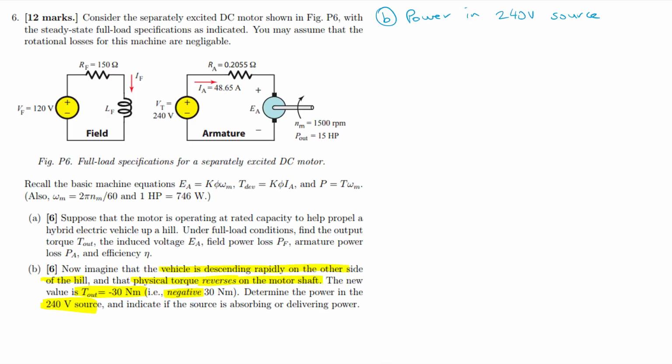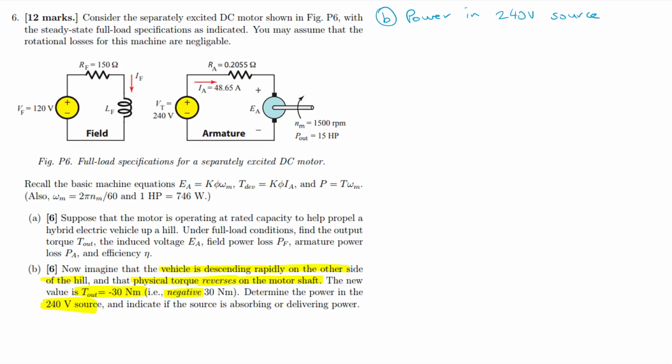So this is very interesting, what's happening. The vehicle is going downhill, and now the torque has reversed on the motor shaft. What that means is that the motor shaft is actually trying to slow down the car. And the energy is going to be going back into the battery. So I'm just forecasting a little bit about what our final result is going to be. And this is actually an application of regenerative braking, if you've heard of that.